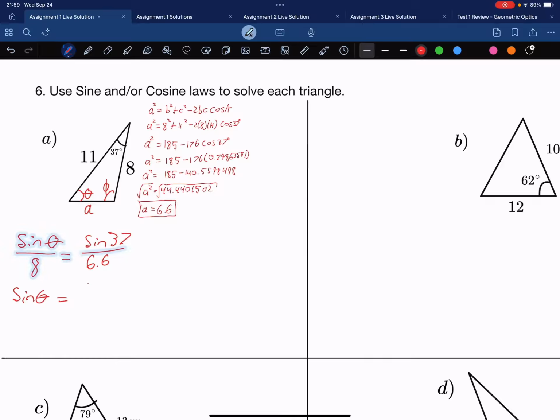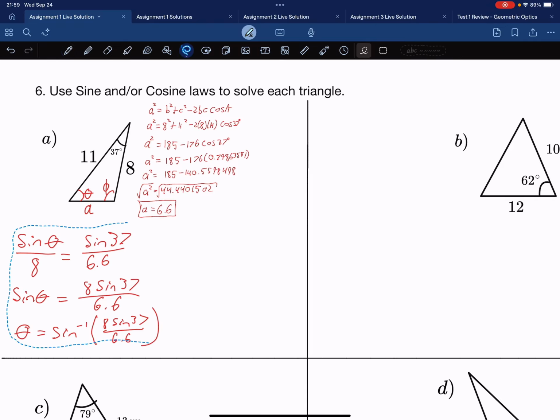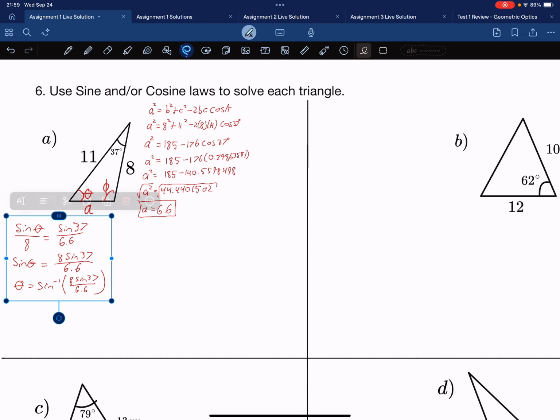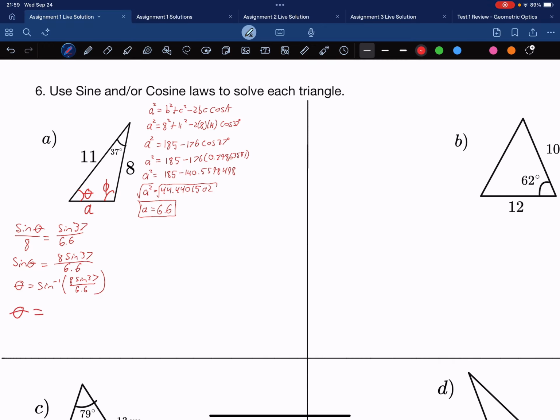So sine theta equals 8 sine 37 over 6.6. Theta equals the inverse sine of 8 sine 37 over 6.6. Now you can put this whole thing in your calculator just like this if you use your brackets correctly. If not, just punch it in one by one, step by step, and not all at once.